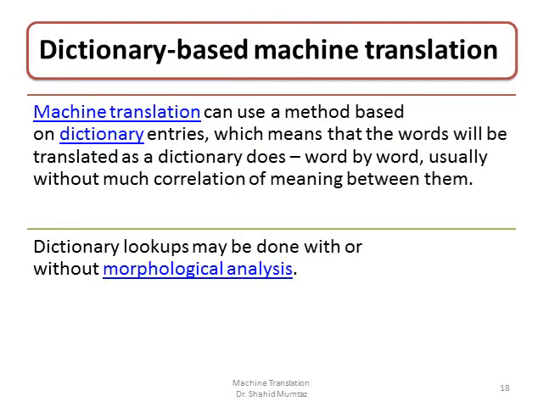Dictionary based machine translation. Machine translation can use a method based on dictionary entries, which means that words will be translated as a dictionary does, word by word, usually without much correlation of meaning between them. And dictionary lookups may be done with or without morphological analysis in this method.